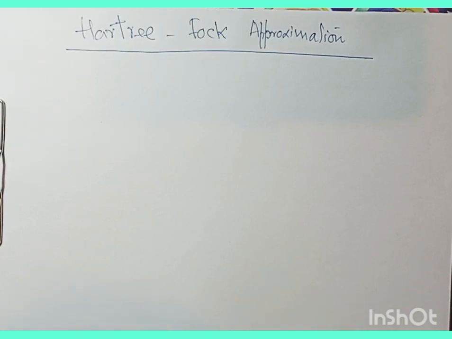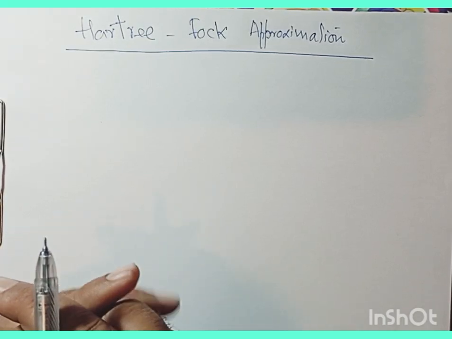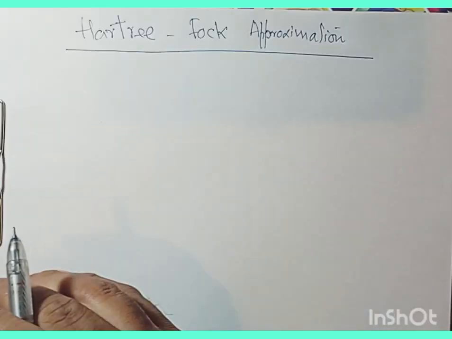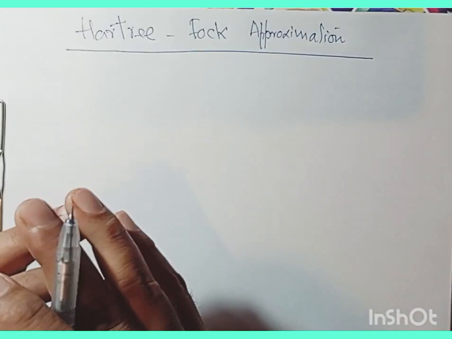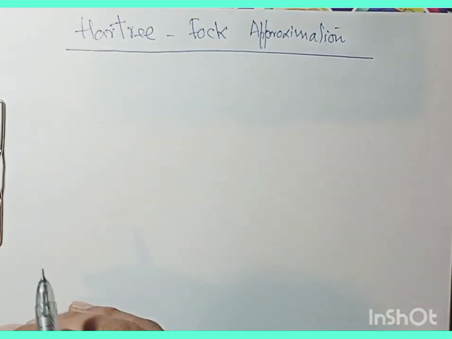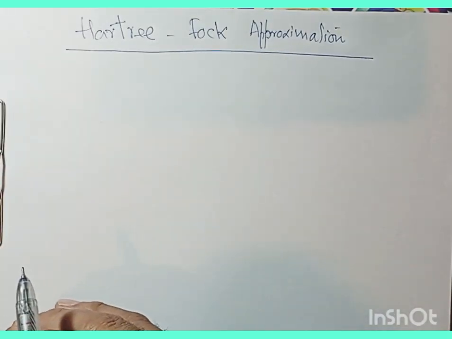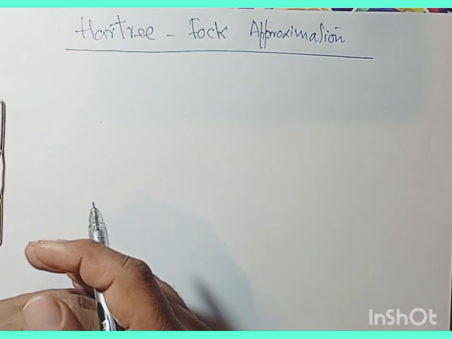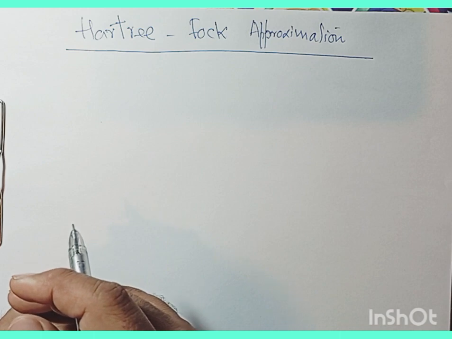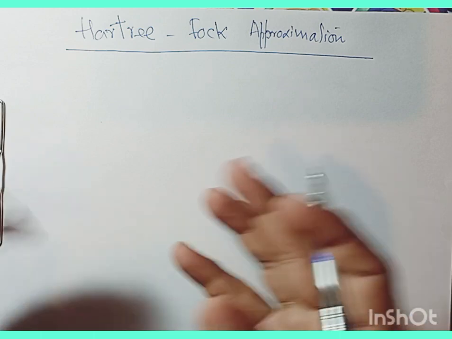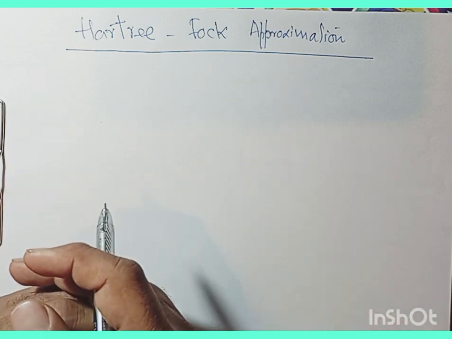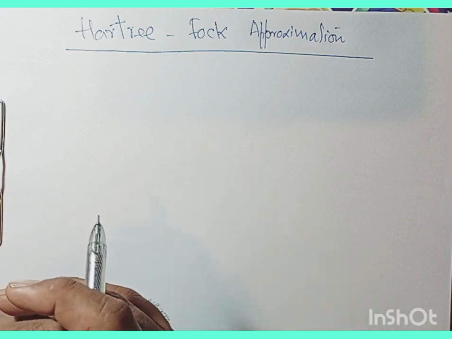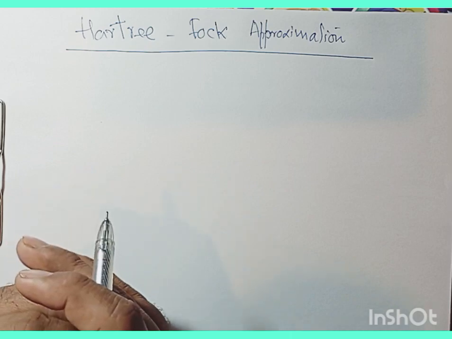In this video, let's talk about the Hartree-Fock approximation. What's important here is that if we are dealing with atoms having multiple electrons, then it automatically becomes very complicated to solve the Schrödinger wave equation. And Hartree-Fock is one of the approaches utilized in solving problems in which we have electrons.